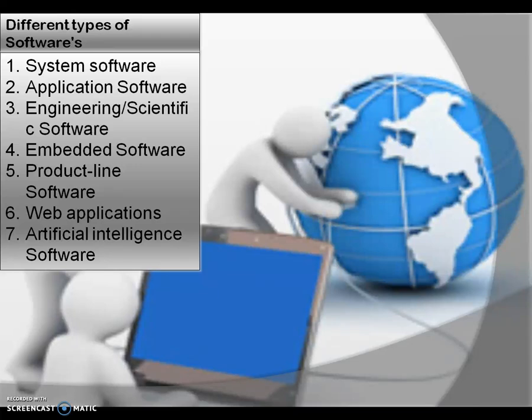So the next type of software is product line software. These are the software which provide a specific task and which are meant for a particular business type. These provide some tasks for different types of customers. For example, bank loans. So the next type of software is web applications.